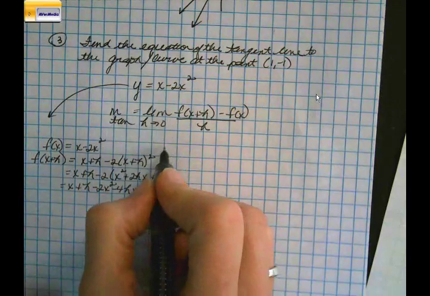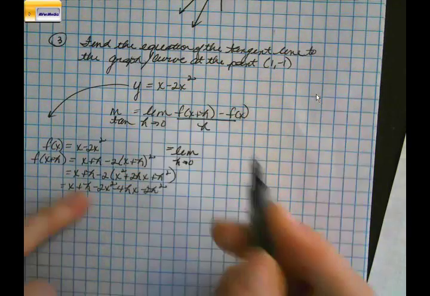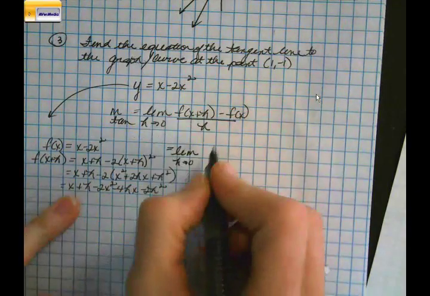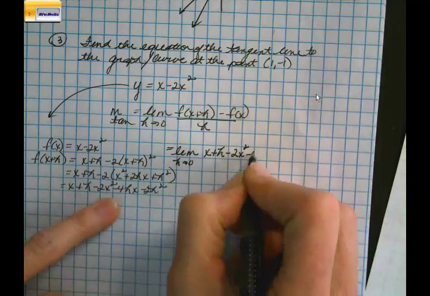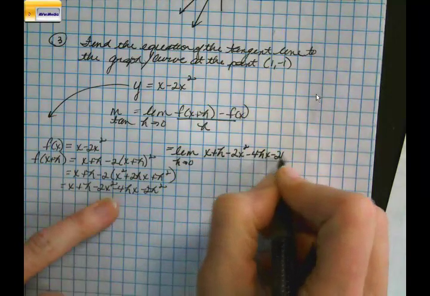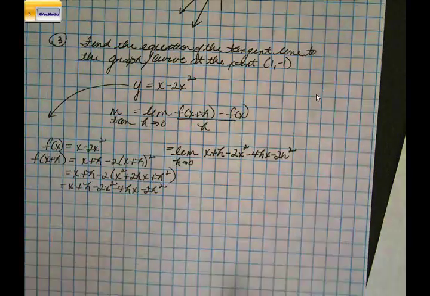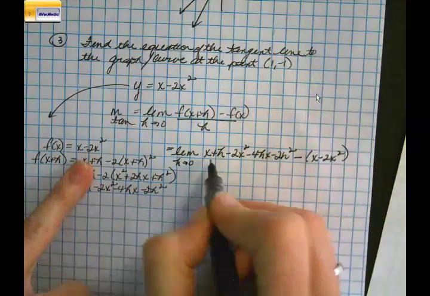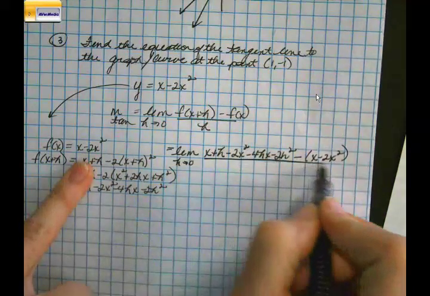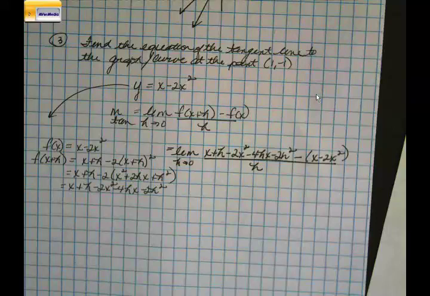So this difference quotient now equals the limit, as h is approaching 0, of f of x plus h, which is now what we just calculated. The f of x plus h is x plus h minus 2x squared minus 4hx minus 2h squared. That's the f of x plus h part, minus f of x. And f of x is x minus 2x squared. All of this over h. Just a lot of algebra. Trying to keep your x's and your h's clean enough that you know what you wrote.